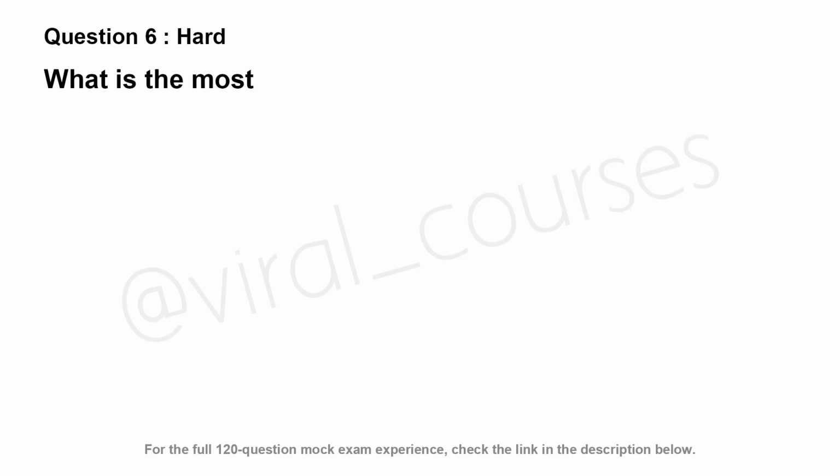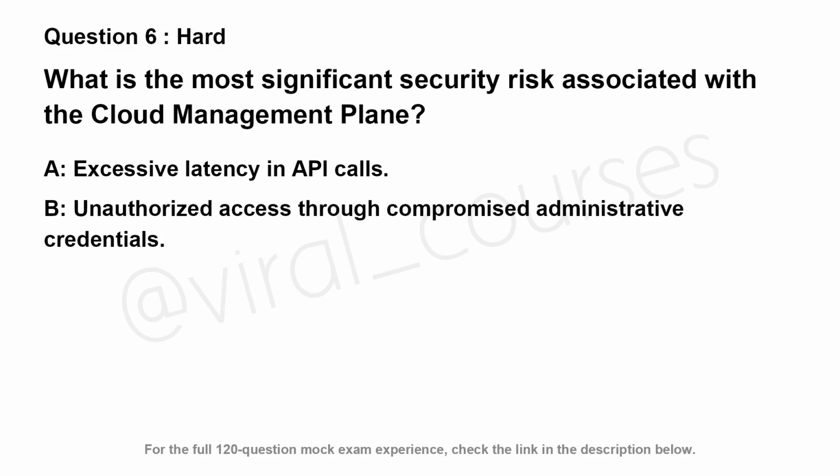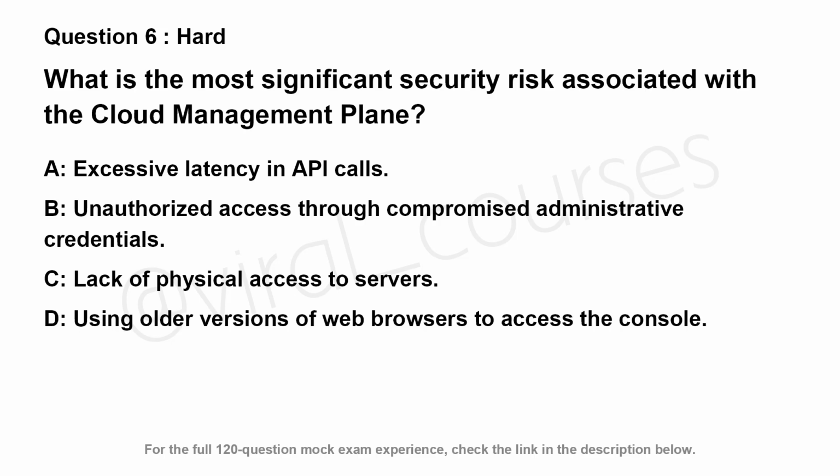What is the most significant security risk associated with the cloud management plane? Option A. Excessive latency in API calls. Option B. Unauthorized access through compromised administrative credentials. Option C. Lack of physical access to servers. Option D. Using older versions of web browsers to access the console.